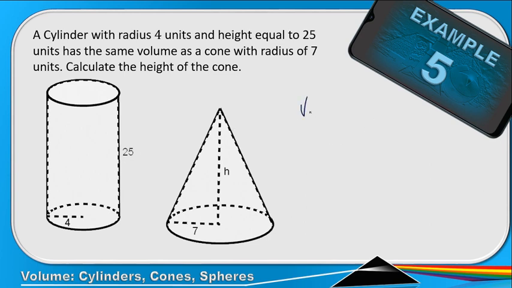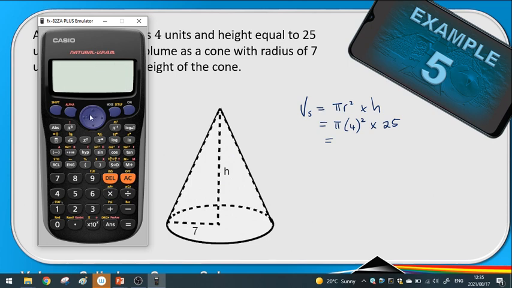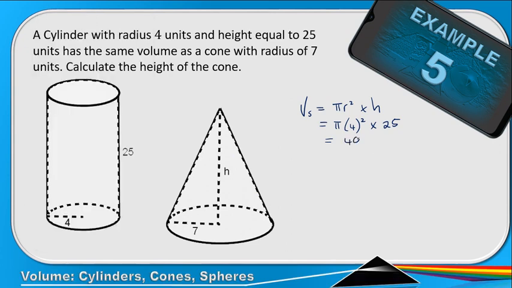Let's start with the volume of the cylinder, which is equal to pi r squared times height. We substitute in our values. Pi, the radius is 4 squared times the height is 25. And then we calculate that. So shift pi times 4 squared times 25. And that gives us 400 pi. Now I'm not going to round off anything at this point because that's going to affect the accuracy of our final answer. I'm just going to write it in simplest form.